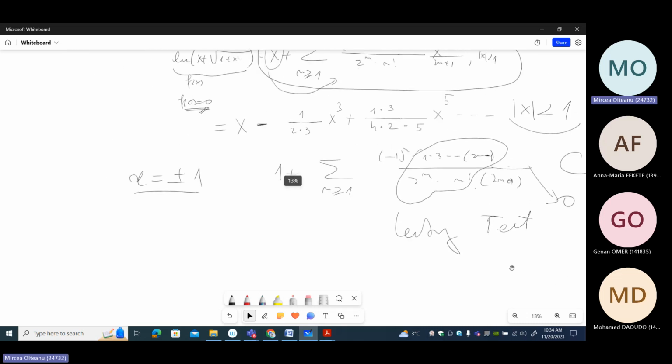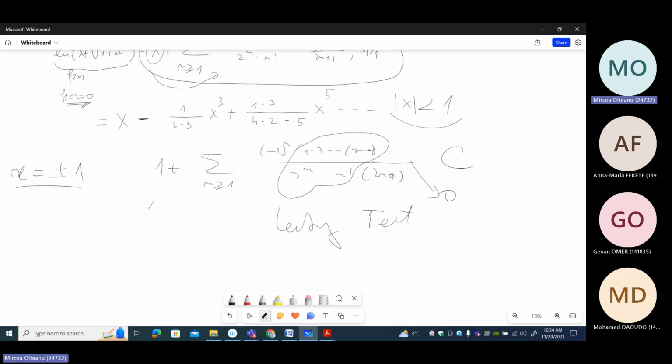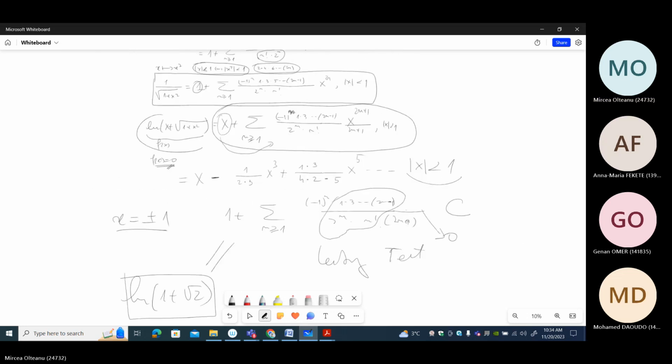That means the following, that the sum of this series is actually what? It's logarithm of 1 plus square root of 2. From here, we put x equals 1. We observe that the corresponding series of numbers is convergent. So the sum is logarithm of 1 plus, putting here x equals 1, 1 plus square root of 2, and so on. So there are other series of numbers which can be obtained in this way.